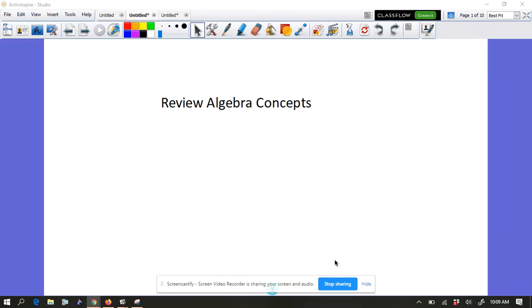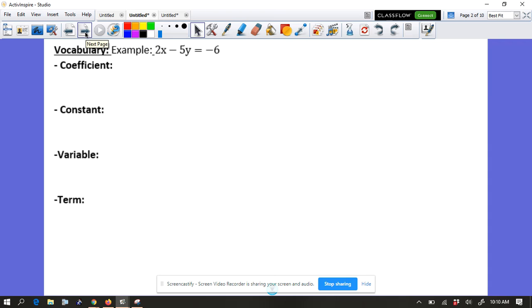Good morning. We're going to review some algebra concepts. So we're going to actually start with some vocabulary. The first vocabulary we're going to start with is the coefficient. That is going to be the number in front of a variable. Okay. So before we decide what the coefficients are, let's actually go down and define variable.